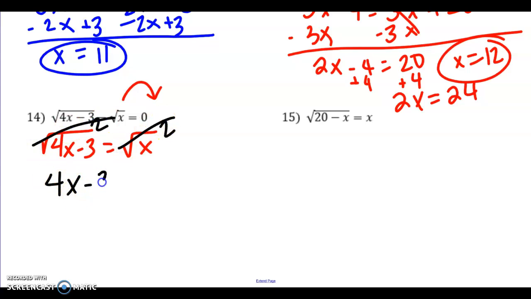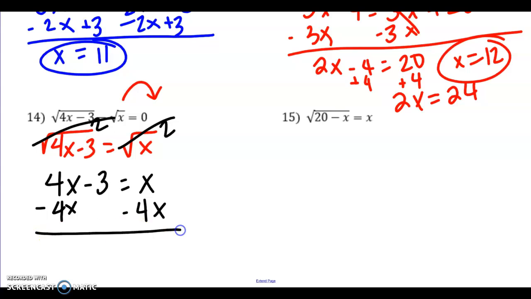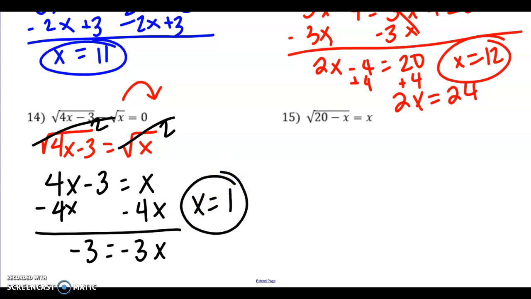So I have 4x minus 3 is now equal to x. I do have to move my 4x over, otherwise it leaves nothing on this side. I've got a negative 3 is equal to a negative 3x. Divide by negative 3, x equals just 1. That would be 4 minus 3, which is 1, the square root of 1, which is 1, minus the square root of 1, which is 1. 1 minus 1 is 0.